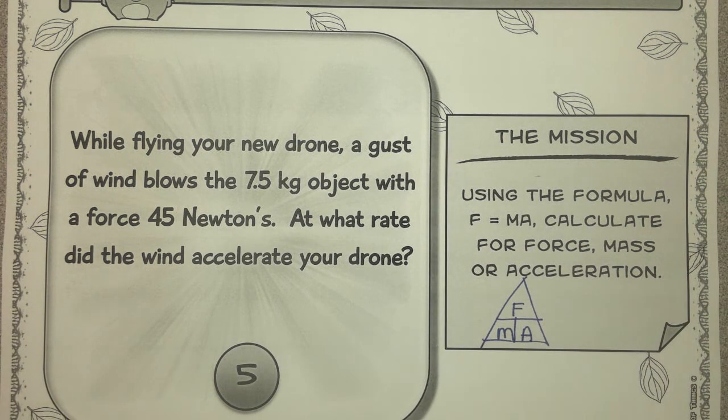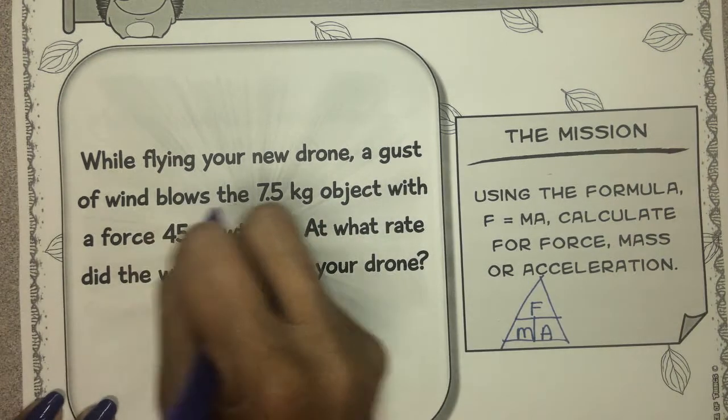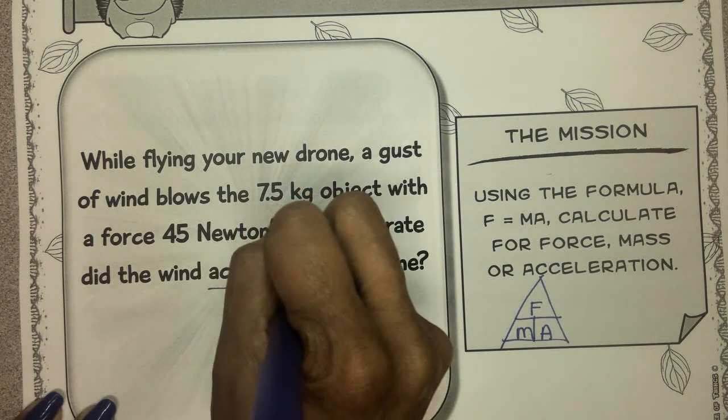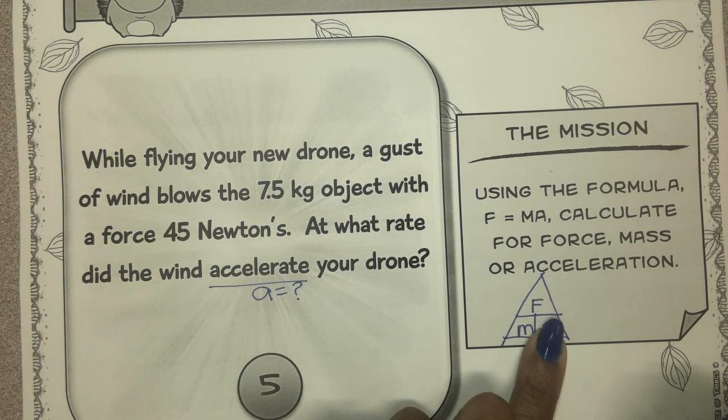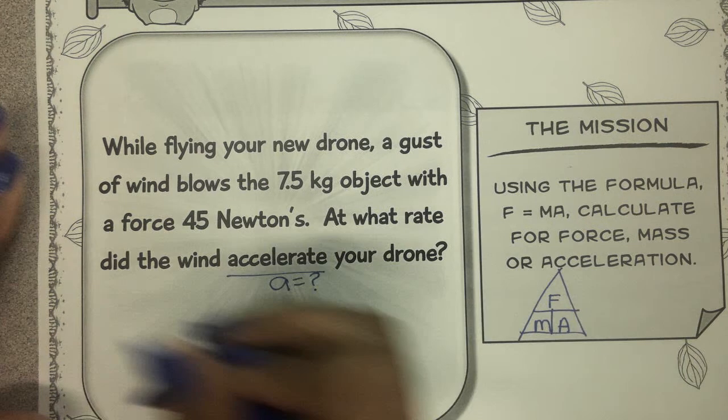All right, while flying your new drone, a gust of wind blows the 7.5 kilogram object with a force of 45 newtons. At what rate did the wind accelerate your drone? Acceleration is what we're looking for. So cover up the A. Acceleration is force divided by mass.